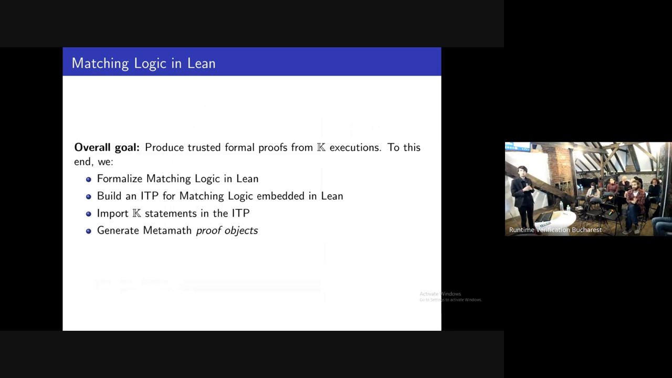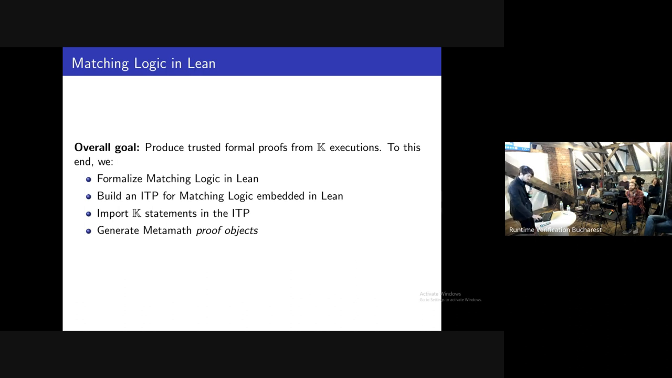In the future, we want to also be able to import case statements into our formalization. And we also already worked on translating matching logic proofs from our Lean formalization to the already existing MetaMath implementation of matching logic done by Xiaohong and others.